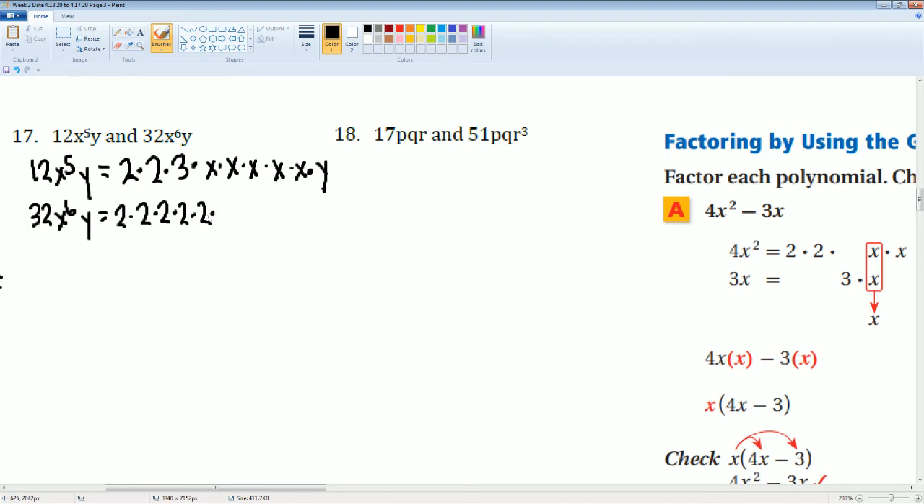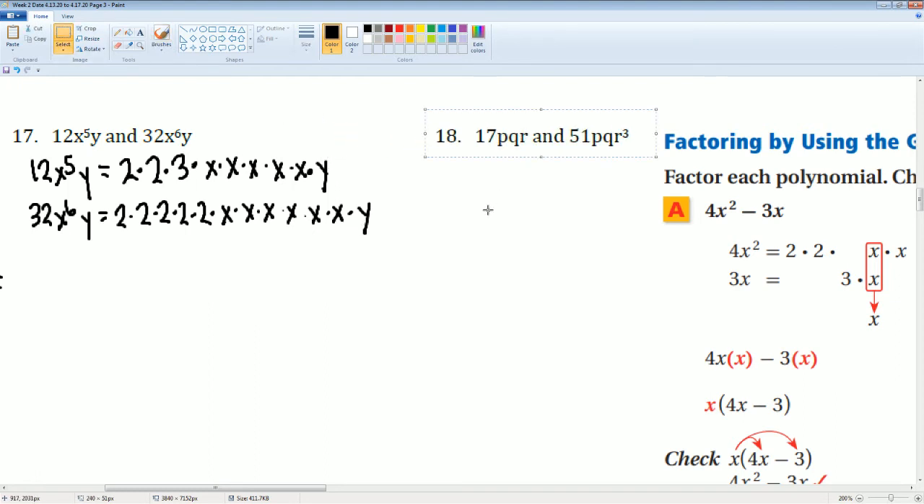Good. And how many x's do we have? 1, 2, 3, 4, 5, 6, and 1 y. Okay. Let me move this over and give myself a little bit more room. Okay. Yep. There we go. Okay. And good. All right. And 1 y. And now we can see what they have in common.